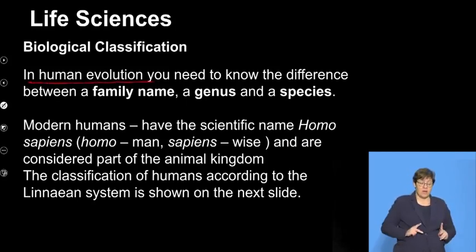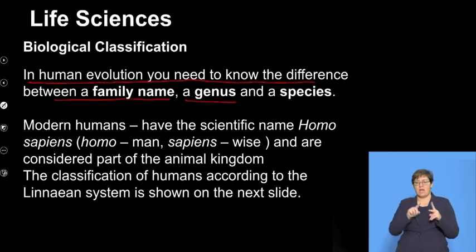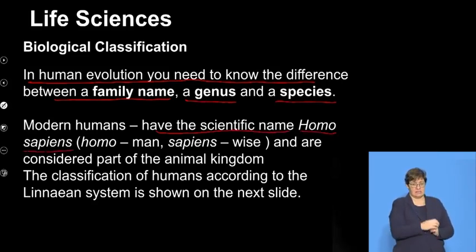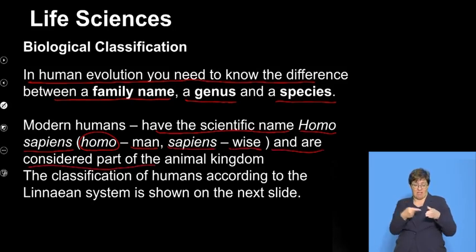I've said, for human evolution, you need to know the difference between a family name, a genus, and a species. Now modern humans have a scientific name. The scientific name of humans is Homo sapiens. Now the term Homo means man, and sapiens means wise. And this is where we have been named from. So those are considered part of the animal kingdom.